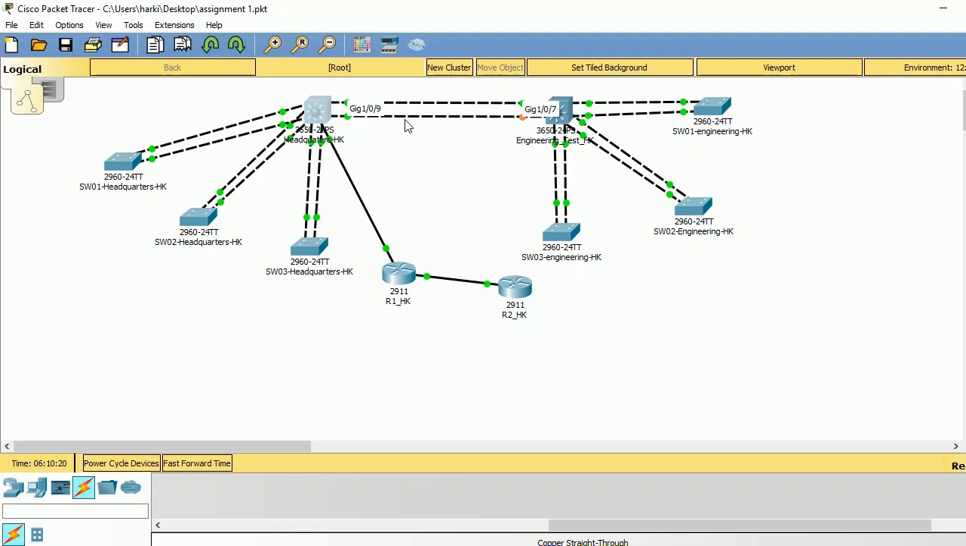And the next step was the channel bonding. We were required to configure two interface bonded channel from all the interswitch connections and between the headquarter distribution switch and the engineering test distribution switch.